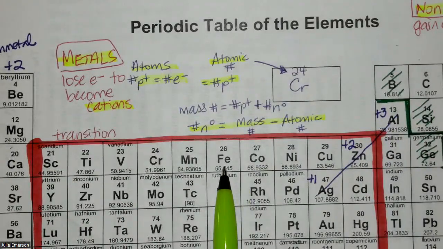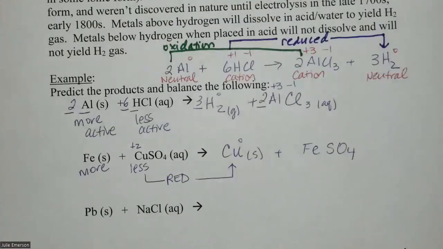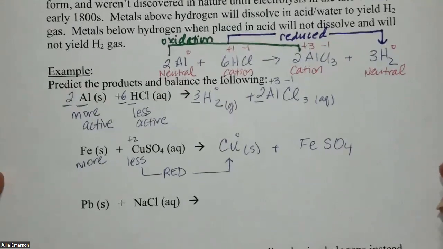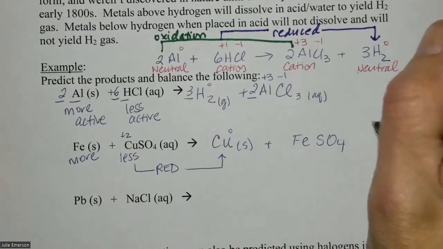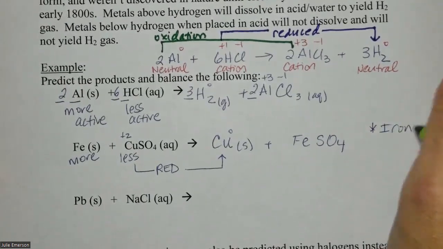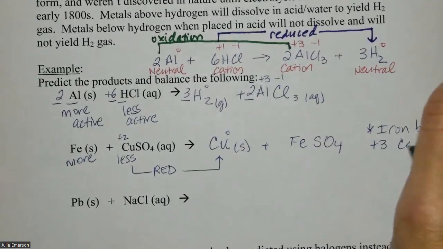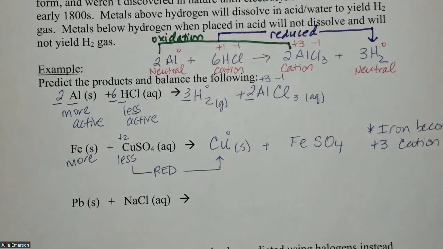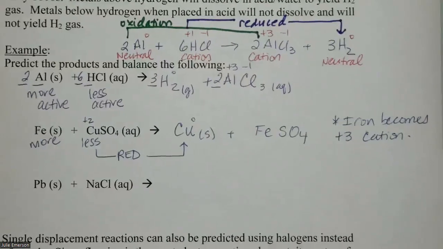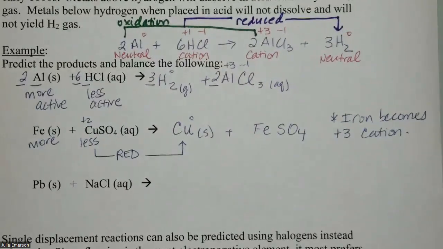I don't know what charge iron's going to be. It could be a +2, it could be a +3, and you wouldn't even necessarily know those as the 2 most common oxidation states for iron. So you'd have to have a little extra information here. If we were doing this on a test or quiz, I would have to tell you that iron becomes the +3 cation. That would be the only way for you to really know what to predict on the product side.